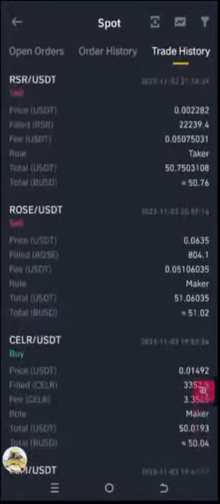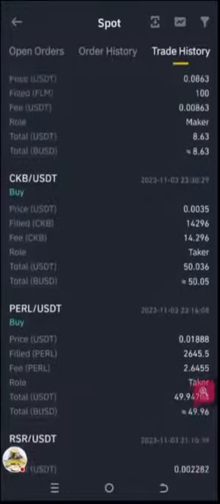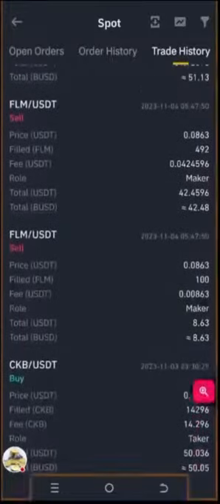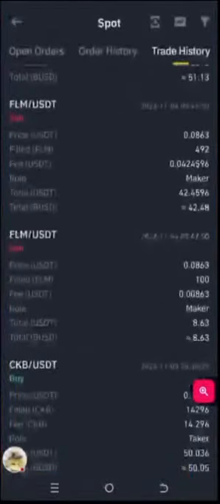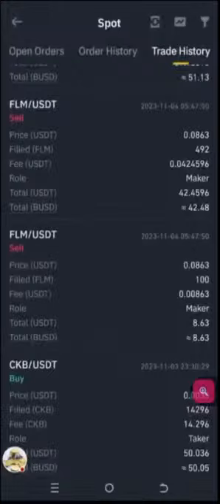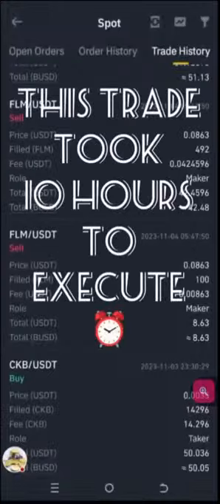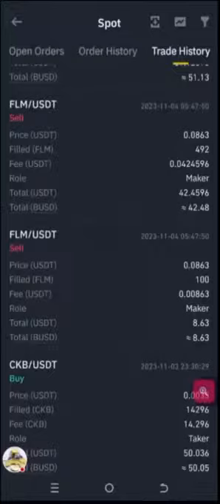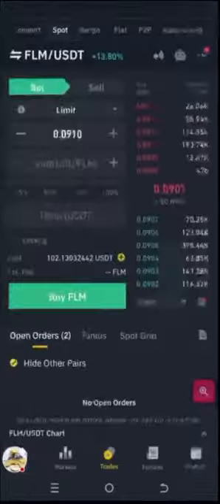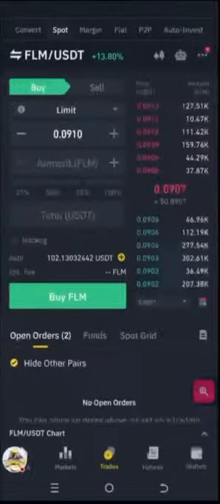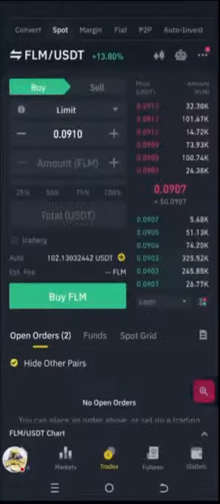And then it got sold when, let's see how long that took. It got sold at 5:47. So if you look at it, that's about how many hours? 10 hours. This trade took 10 hours. Of course, 5 hours out of it was sleeping. Okay. So that is fully done. FLM, you're executed. We made 2% on you, right?